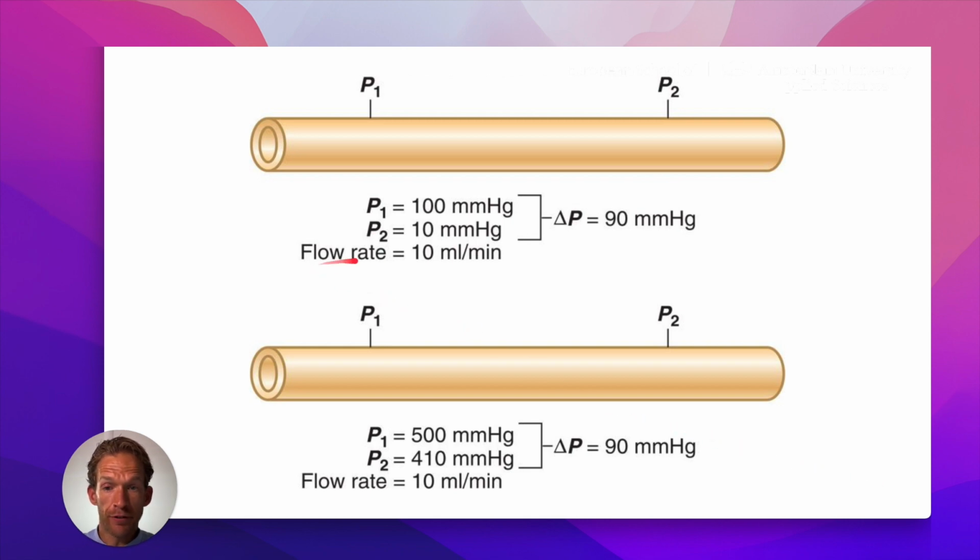Here you see that the flow rate is 10 milliliters per minute, and here the flow rate is also 10 milliliters per minute. And that is due to the fact that the pressure difference between the start and the end of this tube is exactly the same, and that determines, in this example, the amount of flow. So it doesn't matter how high both values are from the beginning to the end, as long as the pressure difference is the same, blood flow will also be the same.